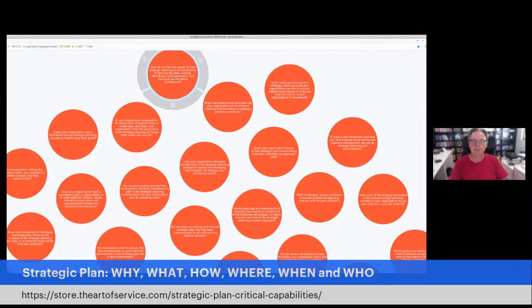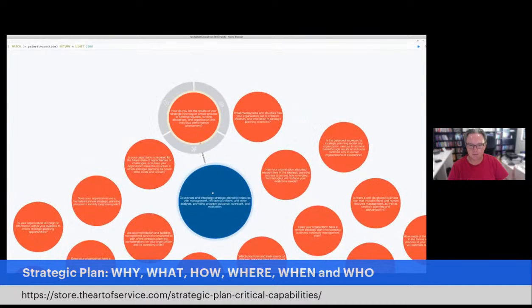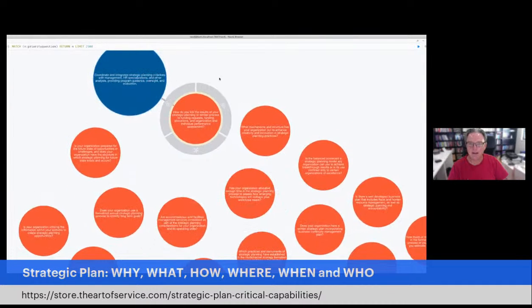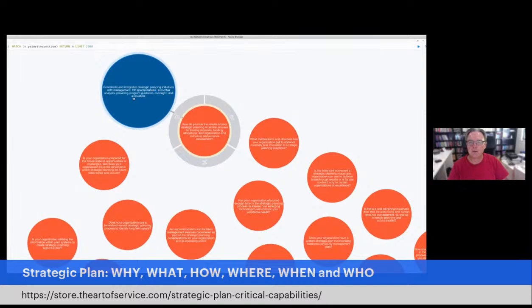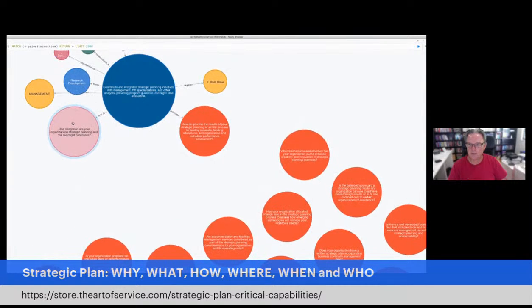Let's just pick one here. How do you link the results of your strategic planning or similar process to funding requests, funding allocations, and organization and individual performance assessment? Wow, that's a deep one. Lots going on here. Lots to unpack. Let's unpack it. Here we go. We are unpacking it. Coordinate and integrate strategic planning initiatives with management, HR specializations, and other analysts, providing program guidance, oversight, and evaluation. Great. So, what do I need to ask and of whom?